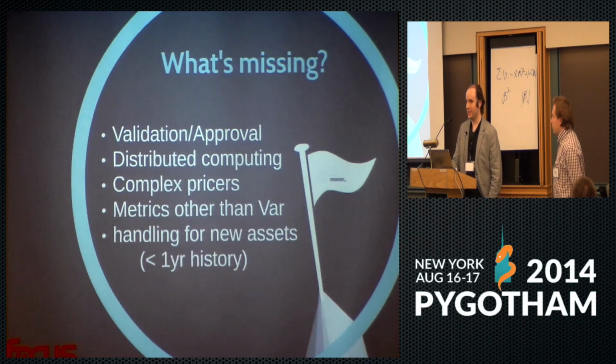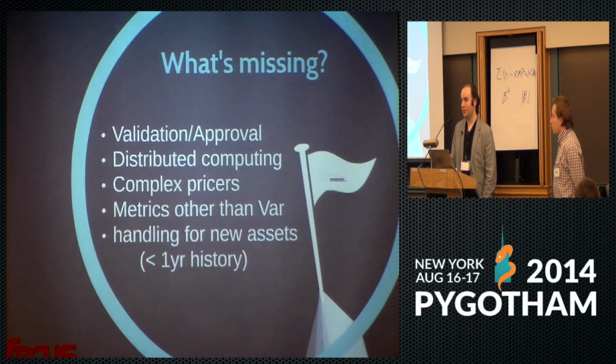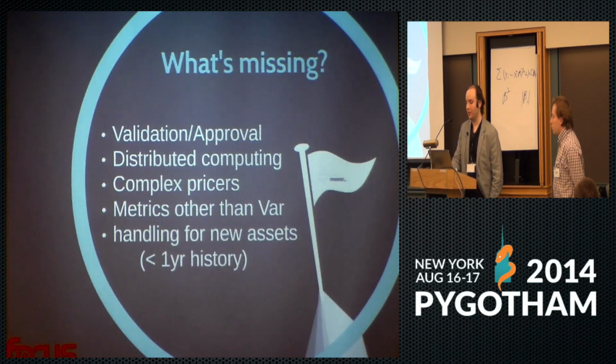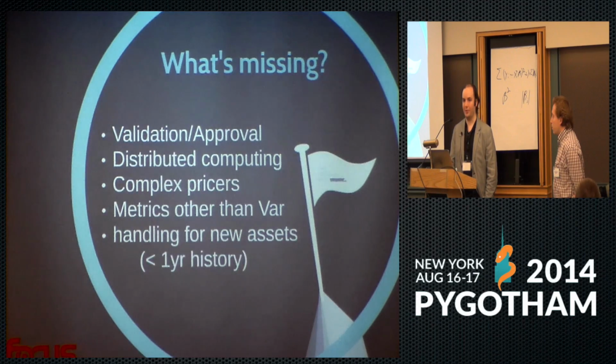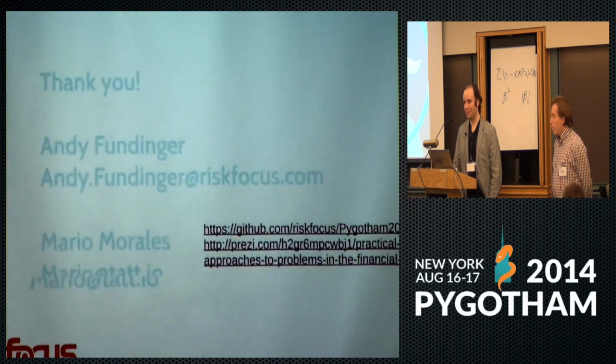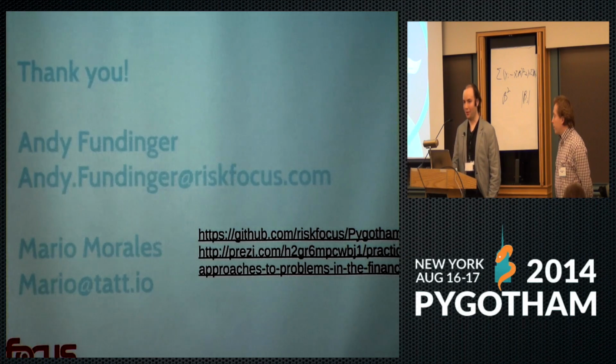Also, VaR is a very simple metric to calculate. You would probably want some others. You would want standard deviation. You would want some even higher order ones. The other omission here is we are not handling any asset that we don't have market data for. If we're going back a year's worth of market data in order to find out, and we don't have a year's worth of market data, there are ways to handle that, but we're not doing it.